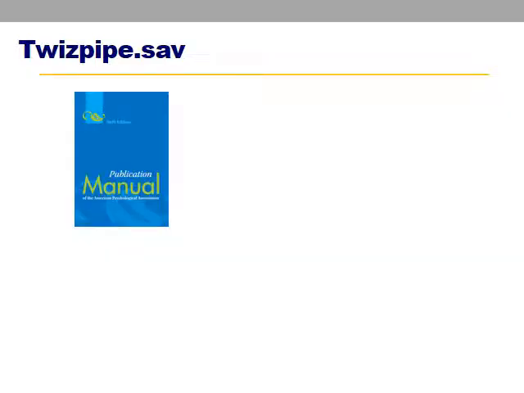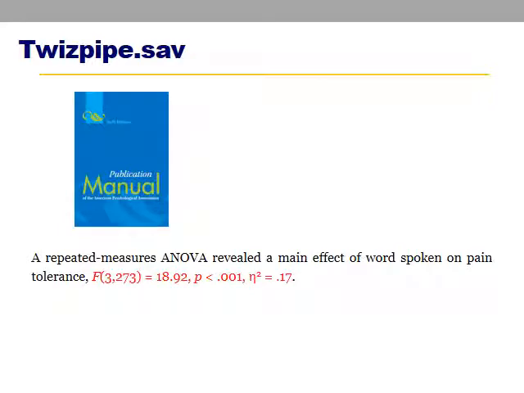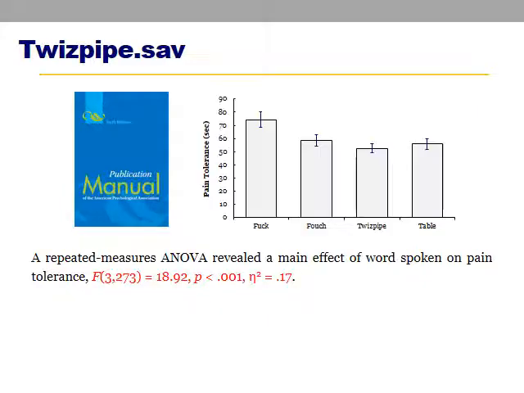Here's how I wrote up the results of this study. A repeated measures ANOVA revealed a main effect of words spoken on pain tolerance. In other words, people showed different levels of pain tolerance depending on what word they were repeating while they completed the cold pressor task. Eta squared of 0.17 shows that this was a strong effect. Here's a graph that shows people's average pain tolerance for each of the 4 words and the 4 times they completed the cold pressor task.